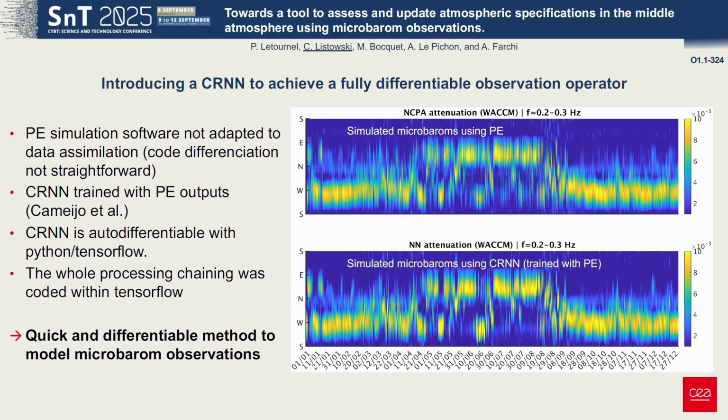And now we have this top view of the top plot with the WACCM model, and we introduced a neural network for that. This is a comparison between both, and I will not go into the details of that. Alice Lamarque at CEA developed this neural network based on parabolic equation outputs. What is interesting with the neural network when we use Python and TensorFlow is that you can automatically differentiate the propagation model. To us, it was less straightforward to see how to do that with the software and the code from NCPA probe itself. So we use the CRNN for that, the convolutional recurrent neural network.